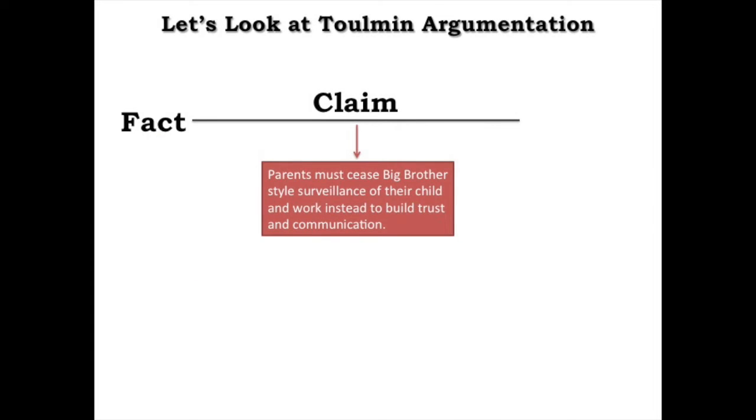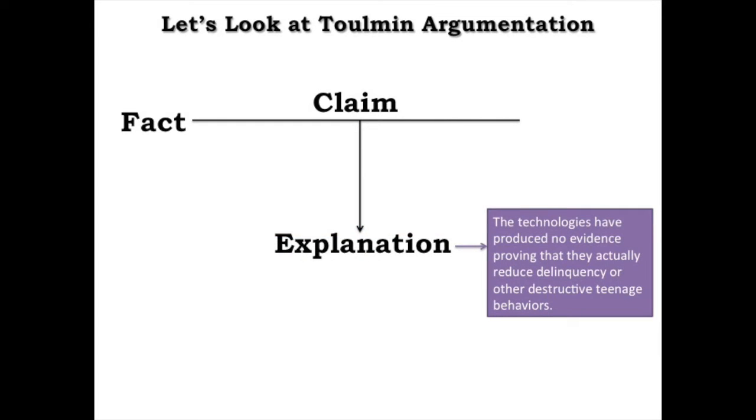But we're not just talking about facts. We also have to now make a paper where we present one side or the other. So you need to decide which side you fall on, and that is going to be your thesis or your claim. You have to take a stance. So this stance is parents must cease Big Brother style surveillance of their child and work instead to build trust and communication. This is not something that is a fact. This is opinion based, and maybe you agree or disagree, but that's the point of the paper, is to create a persuasive argument.